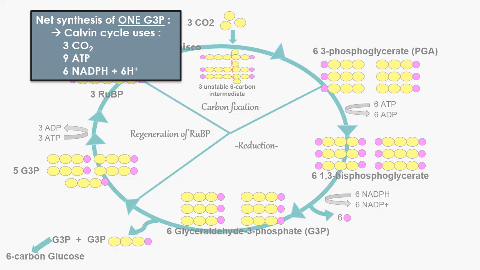In conclusion, to produce 1 G3P, the Calvin cycle will use 3 carbon dioxide, 9 ATP, and 6 NADPH plus H+. So, can you guess how many carbon dioxide, ATP, and NADPH are used by the Calvin cycle to produce 1 molecule of glucose? Can you take a guess?